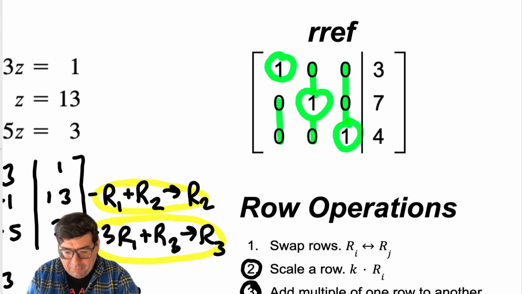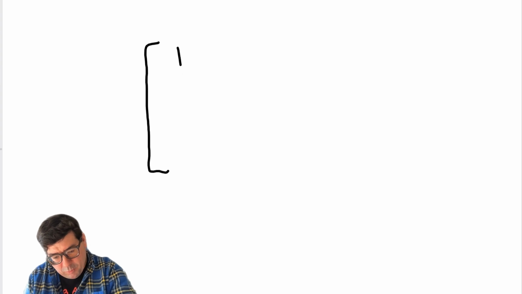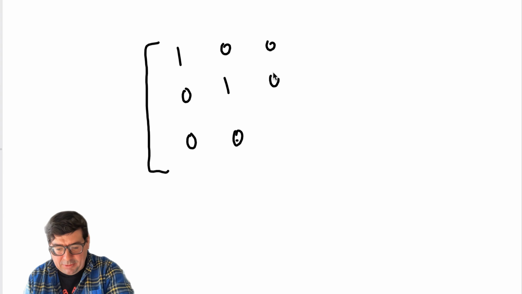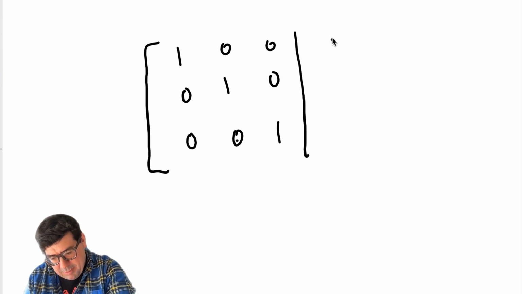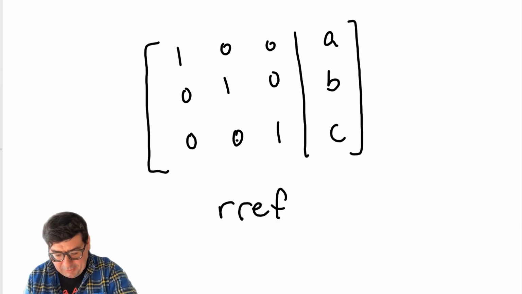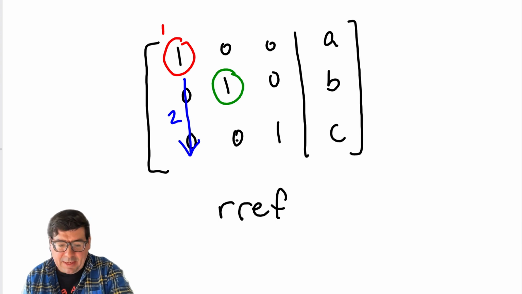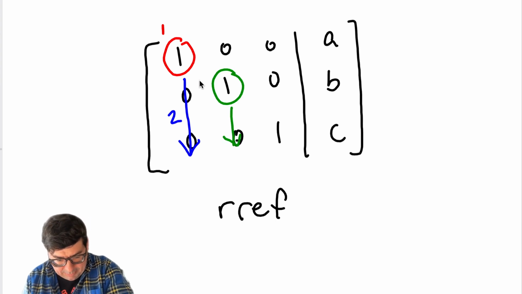So if you want to write this down as a template, let me just make a new image. So 1, 0, 0, 0, 1, 0. I'm going columns now, 0, 0, 1. And then some numbers, let's say A, B, and C. This is what RREF looks like. And to get here, let's just write those steps down. This is my first step. My second step is to get zeros below it. My third step is to get this leading 1 and then zeros below it.